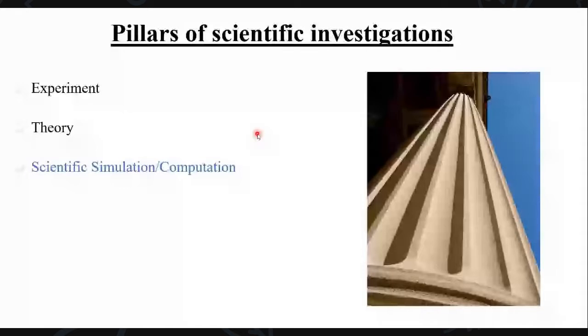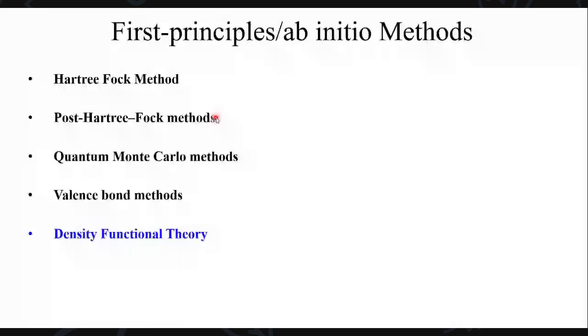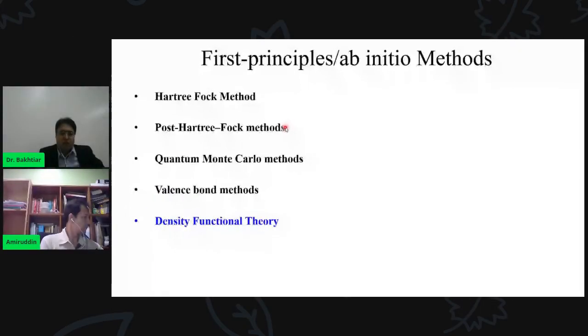There are several first principles or ab initio methods, like the Hartree-Fock method, post-Hartree-Fock method, quantum Monte Carlo method, valence bond methods, and density functional theory. Among them, density functional theory has emerged as one of the most practical and feasible tools in material science for the calculations of the physical properties of materials.